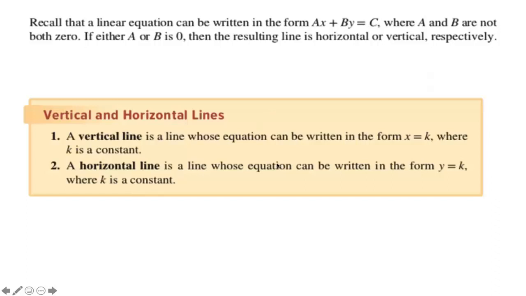So let's see an example. In particular, a vertical line has the equation x is k. A horizontal line has the equation y is k.